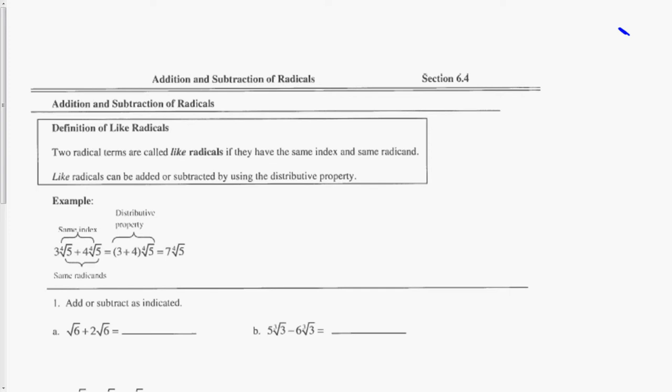Okay, now it's time to start some addition and subtraction of radicals. Now, in the last section, we did simplifying radical expressions, and so that's going to become important to be able to do some adding and subtracting, because adding and subtracting of radicals is very similar to adding like terms.